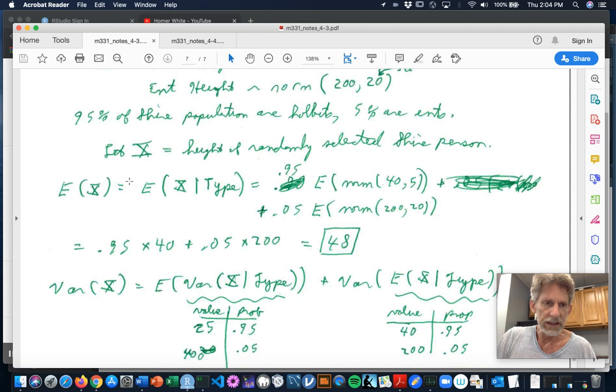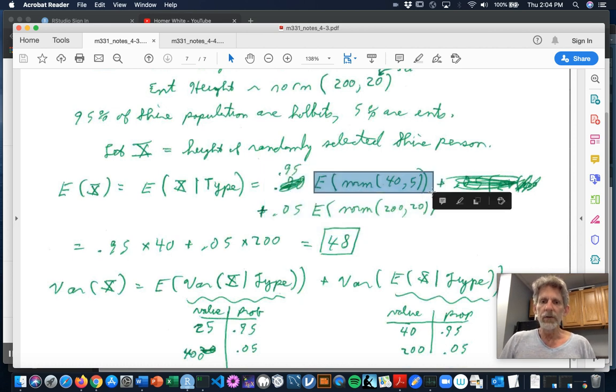So there should be an E right here and then parentheses around that. Now that random variable type that we're conditioning on is two possible things. It could be a Hobbit, it could be an Ent. The chance of a Hobbit is 0.95 and the chance of an Ent is 0.05. So the expected value of the expected value of X given type would be this sum here.